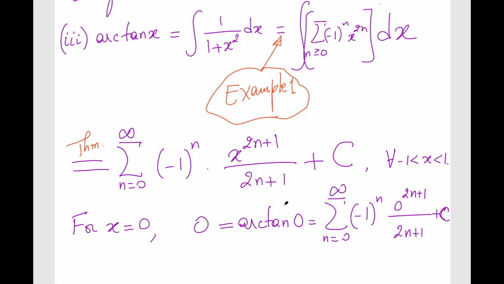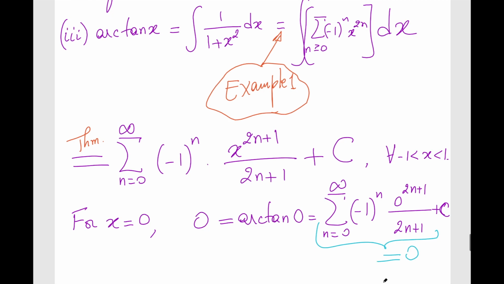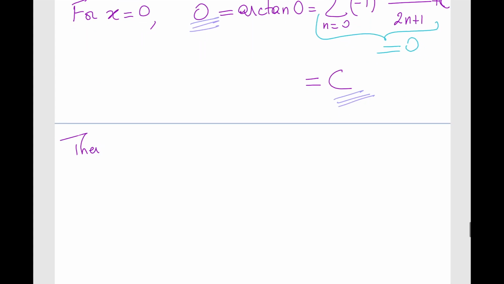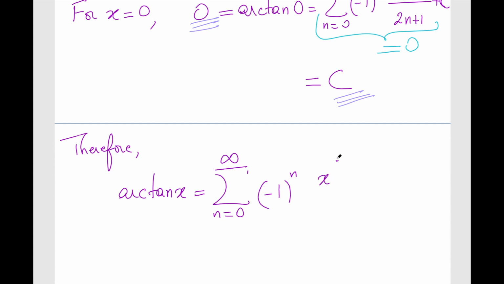Arctan of 0 is 0. And what's this left-hand side? Well, this guy is 0. It's a countable sum of 0. So this is simply c, right? So this is simply c. So this is a nice c at the end. So c is 0, right? So therefore, arctan of x is equal to sigma (-1)^n, and this starts at 0, x^(2n+1) divided by 2n+1, for all x between -1 and 1, right? For all x between -1 and 1.